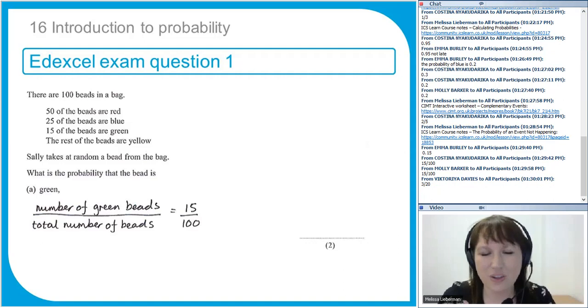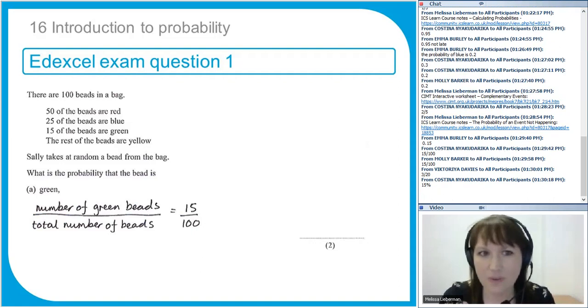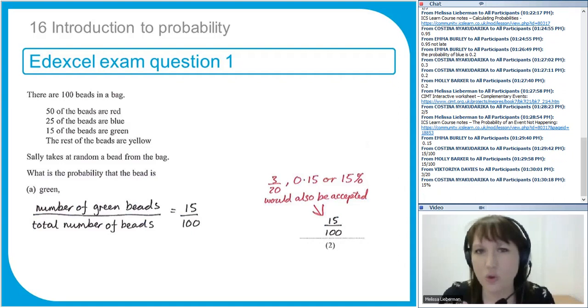So you don't need to write down the formula, by the way, for this. I'm just writing it down to show you where it comes from. So the number of green beads is 15. Out of the total number of beads, it's 100. So 15 over 100. You can also write it as 3/20, 0.15, or 15%. Those would all be accepted in the exam. Brilliant. And thank you, Christina, 15%. So all of these are equivalent. They're all different ways of writing the same thing. And so unless it tells you in the question to write it in a particular way, you can write any of those.